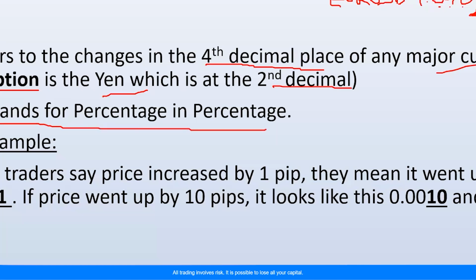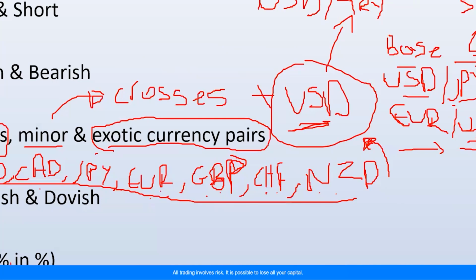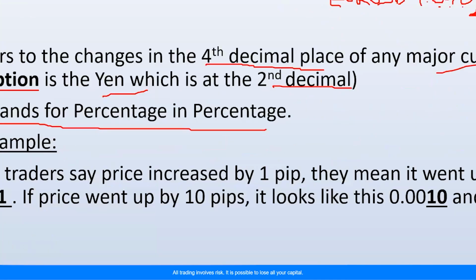Okay, so PIP stands for percentage in percentage. That's why I said this. So it's a percent. PIPs, in a sense, measure the percentage change of the percentage change of any given price action. So, for example, when you see traders say that the price of whatever instrument, whatever FX pair you're actually looking at, increased by 1 pip, they mean it went up by this much.